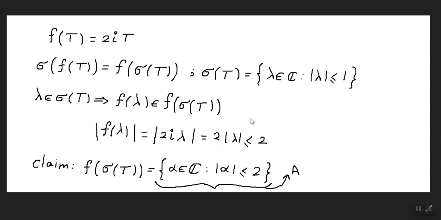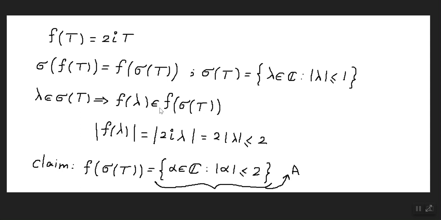And since lambda belongs to the spectrum, the absolute value of lambda is less than or equal to 1, so 2 times 1 is less than or equal to 2. So you can see the absolute value of f of lambda is less than or equal to 2. This gives us a conjecture about this f of sigma t.